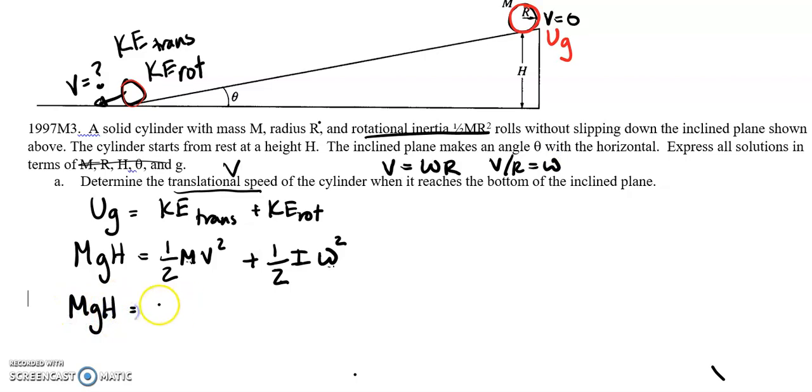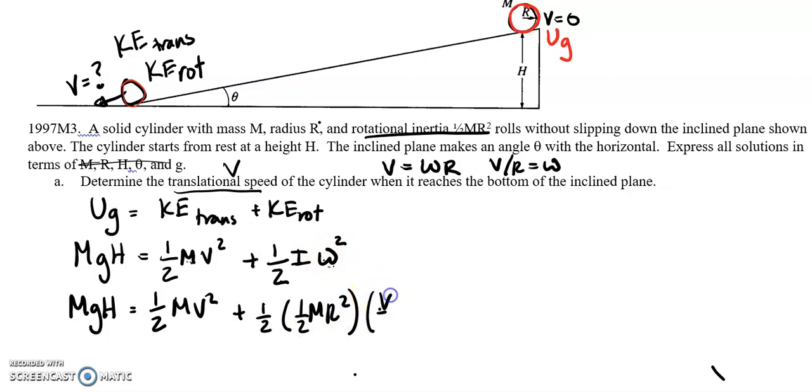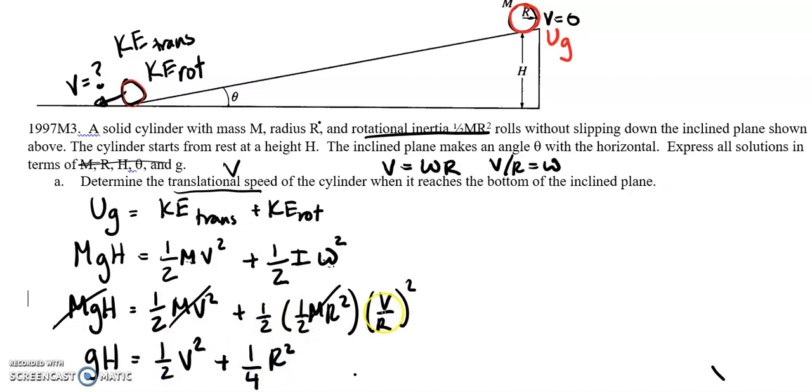So mgh equals 1/2 mv squared plus 1/2 I, which is 1/2 mr squared, times omega, which we just said is v over r, squared. Great. First thing off the bat, I noticed m is in every single term, so that'll just cancel. So I'm going to have gh equals 1/2 v squared plus 1/2 times 1/2, which is 1/4, r squared times v squared over r squared. There's an r squared on the top and an r squared on the bottom in this term, so those just cancel. Wow, this is fun.